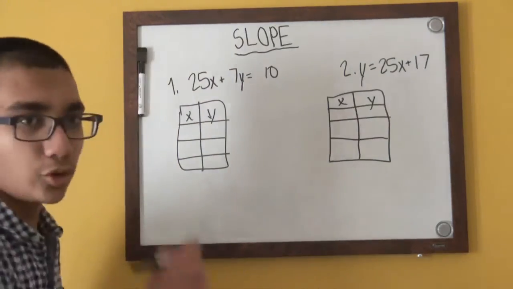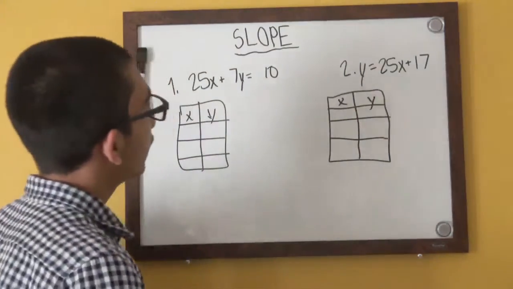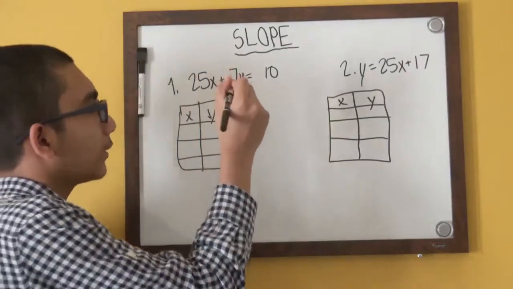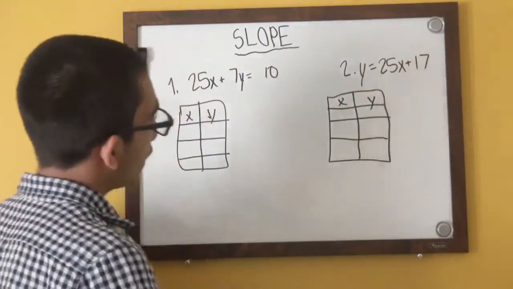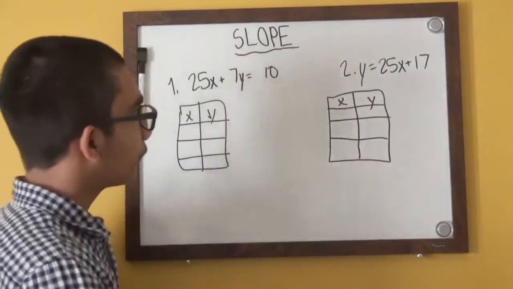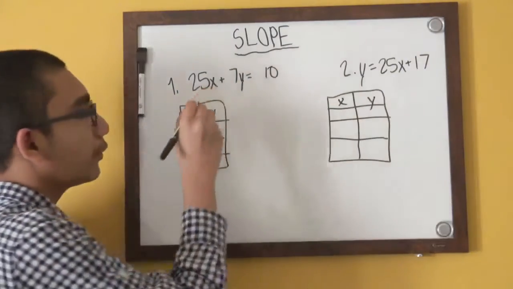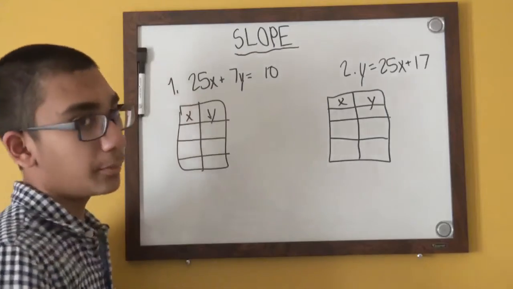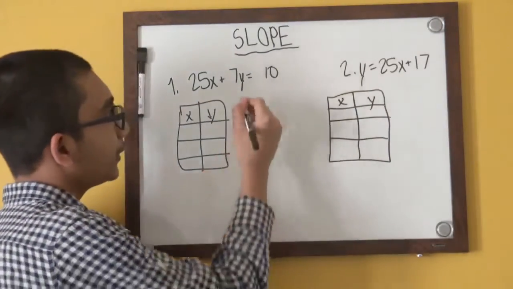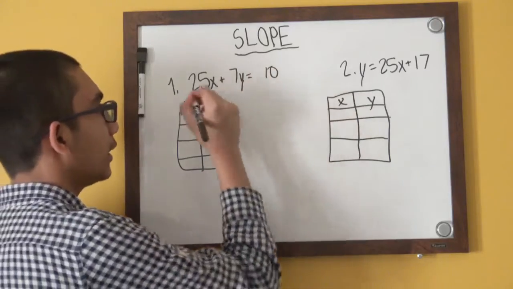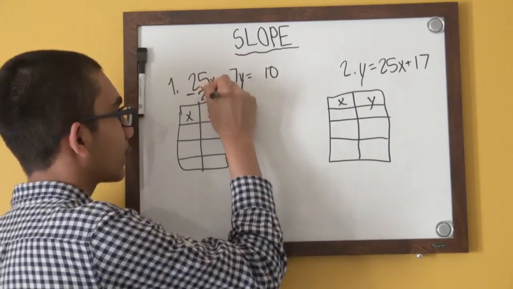Okay, so we have two practice problems here. It's 25x plus 7y equals 10 and y equals 25x plus 17. We're just going to fill in the table. As you may notice, number 1 is not in slope-intercept form. So we have to put it in that form. What we should do first, since y is always on the left, is subtract 25x. Okay?